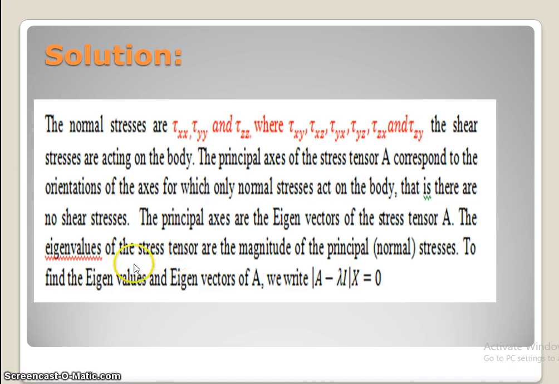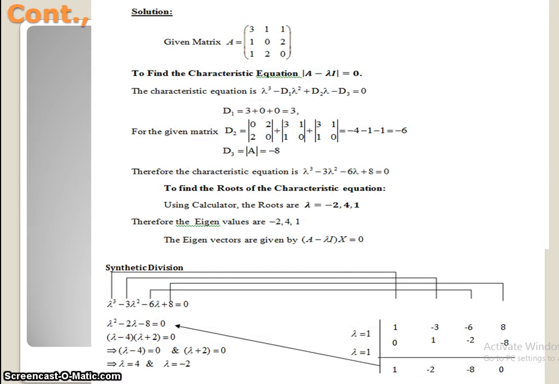The eigenvalues of the stress tensor are the magnitudes of the principal stresses, that is, the normal stresses. Therefore, to find the eigenvalues and eigenvectors of capital A, we write determinant of A minus lambda I, into x, equal to 0. So the main concept is we have to find the principal axes and principal stresses based on the eigenvalues and eigenvectors. These are continuations. So first we take the given matrix capital A equal to 3 1 1, 1 0 2, 1 2 0. First, to find the characteristic equation.